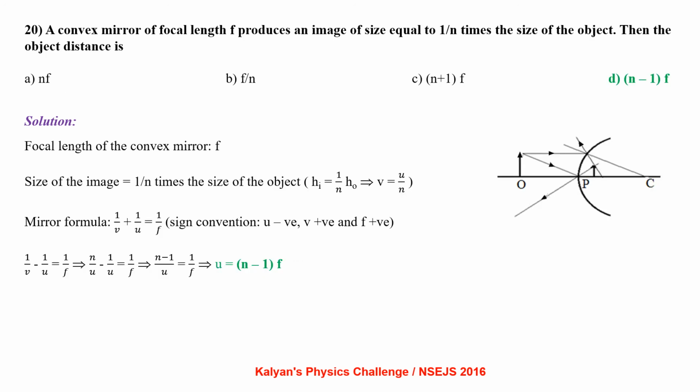A convex mirror of focal length f produces an image of size equal to 1 by n times the size of the object. Then the object distance is? Focal length of the convex mirror is f. Size of the image is 1 by n times the size of the object. So hi equals 1 by n times h naught, which gives us v equals u by n. That is, image distance equals object distance by n. Applying the mirror formula, we get object distance u equals n minus 1 times f.